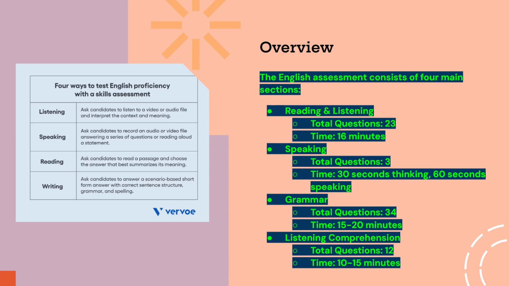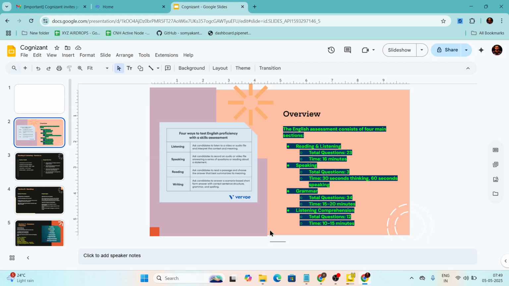And the most important section, section D, is the listening comprehension section. You have to listen, and according to the listening, you have to answer the questions. The total number of questions is 12, and the time allotted is 10 to 15 minutes. But before proceeding to the next section, I will tell you some important points.